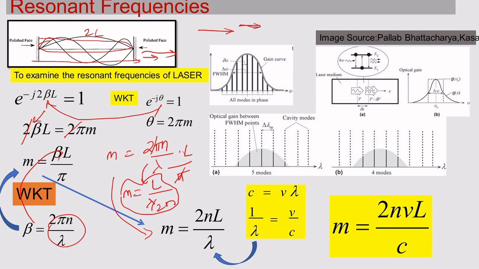With that understanding, you know that M equals 2nL by lambda. We know the strong relation c equals v lambda, that is, the inverse of wavelength is nothing but v by c, the frequency divided by the speed of light in free space. If you substitute here, I can rewrite it as M equals 2nvL by c. That is, M is nothing but 2nvL by c.